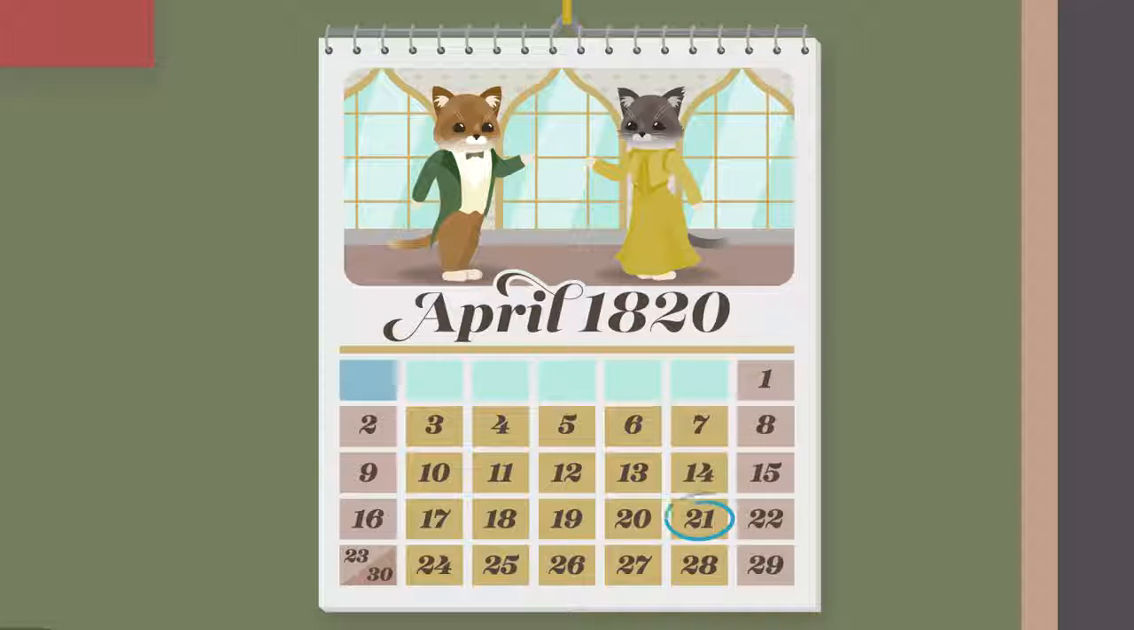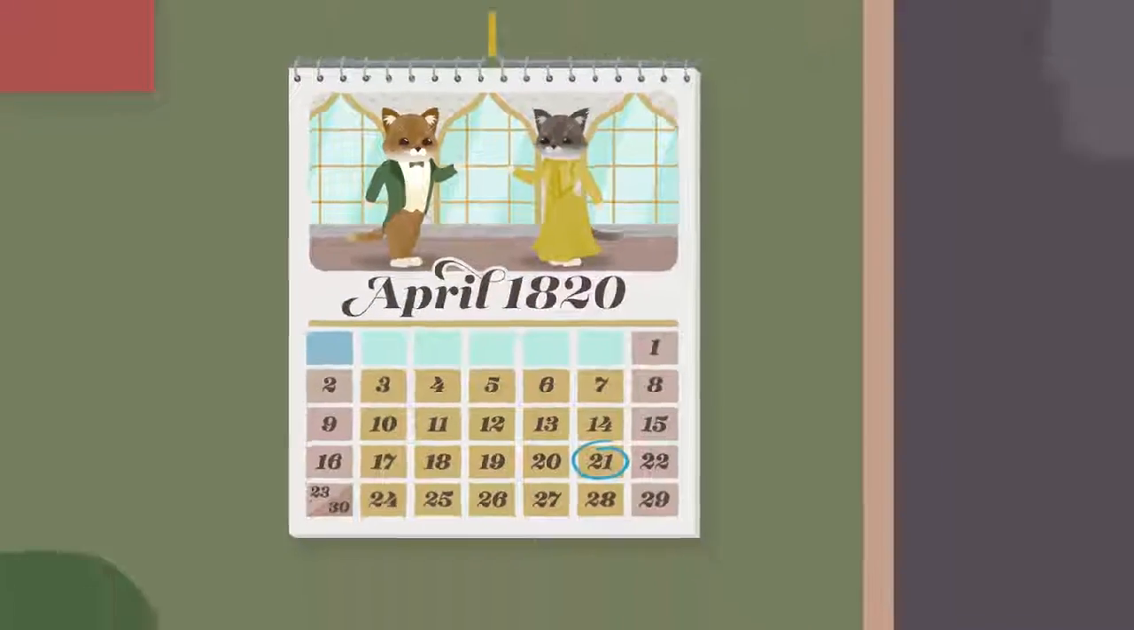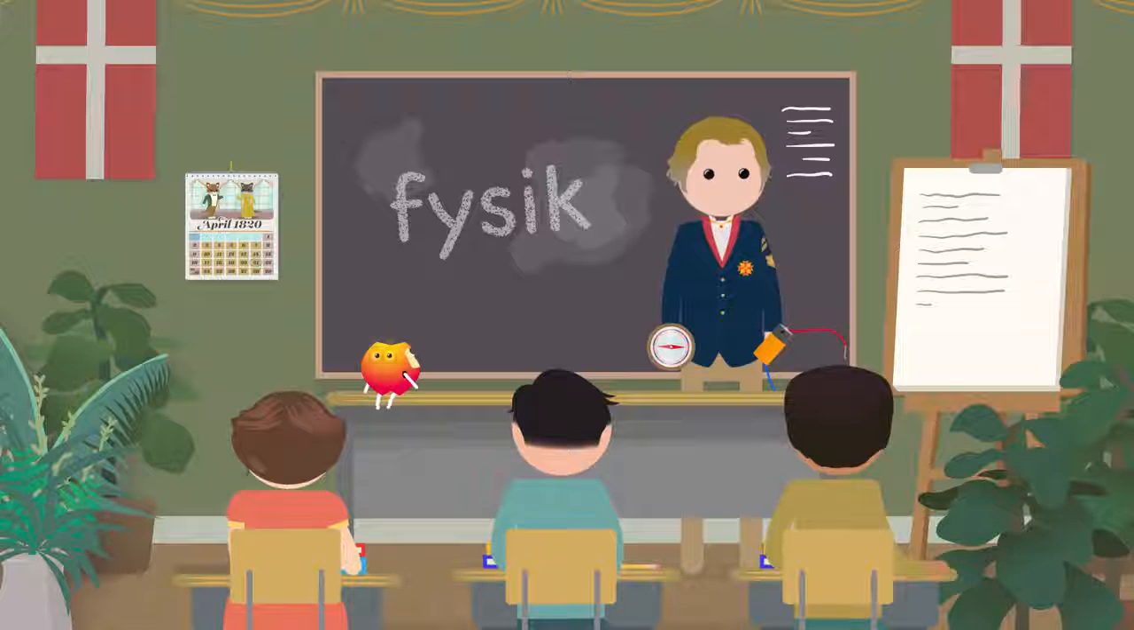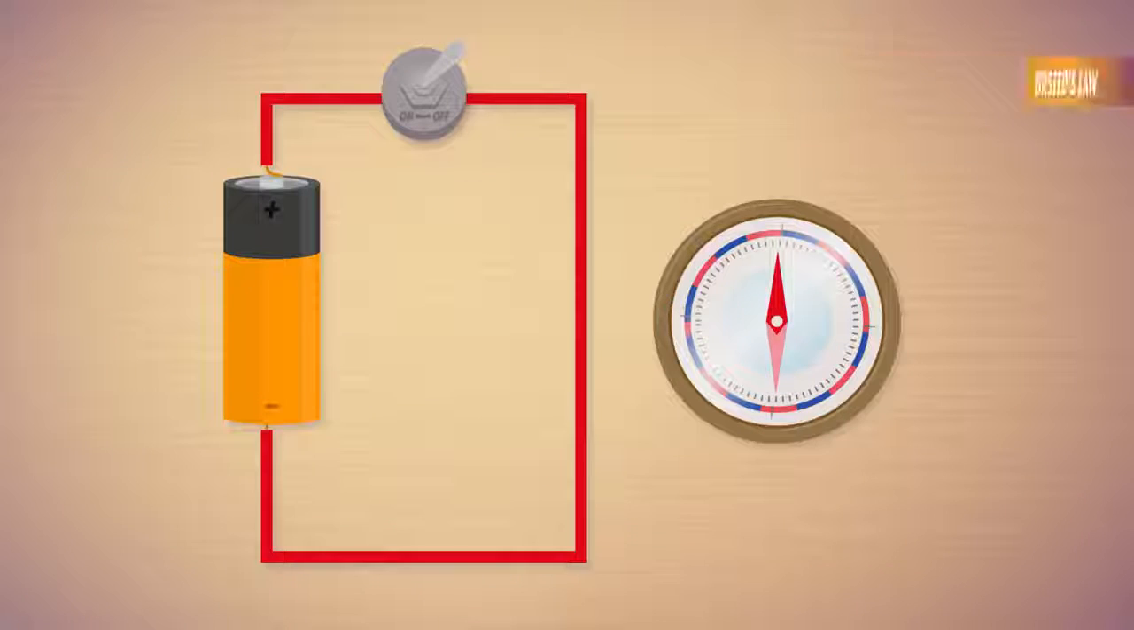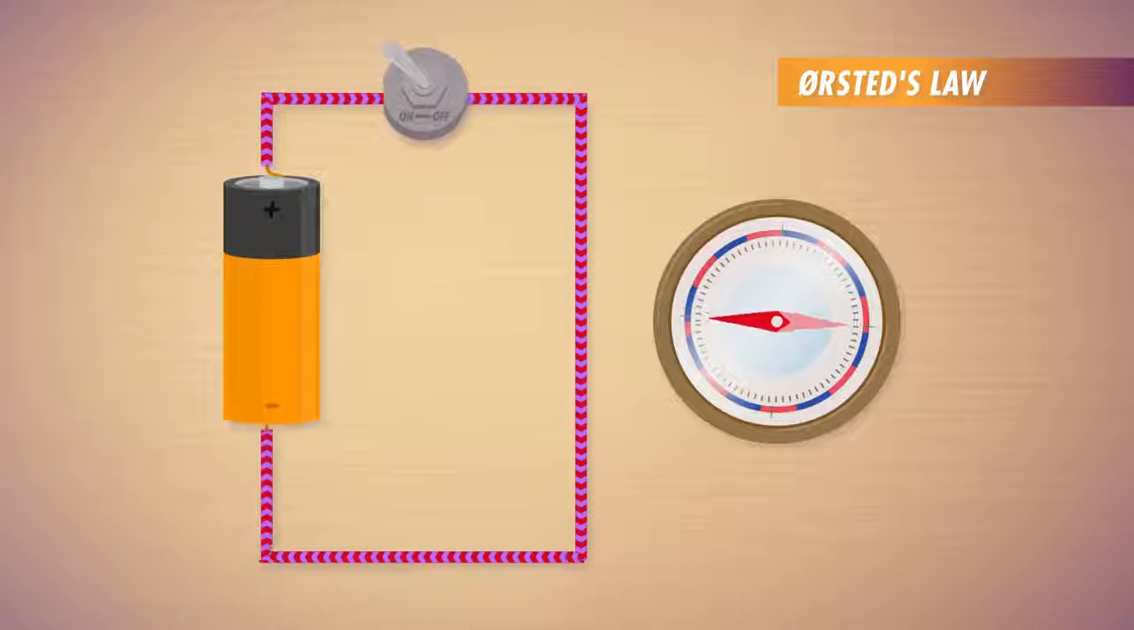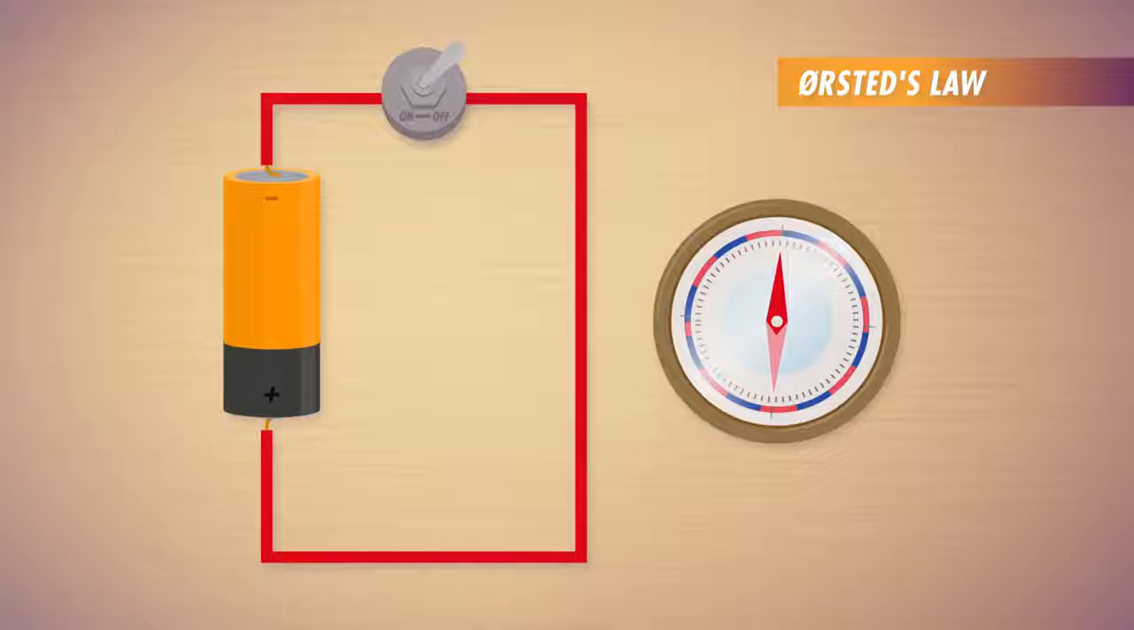So it's Friday, April 21st, 1820. A physics professor in Denmark named Hans Christian Ørsted is in the middle of a lecture and he's using a compass and an electric wire for a demonstration. He turns on the current that runs through the wire and he notices that the needle in the compass starts to move. And when he turns the current off, the needle moves back to where it was. Then he runs the current through the wire in the opposite direction and sees the needle move the other way.